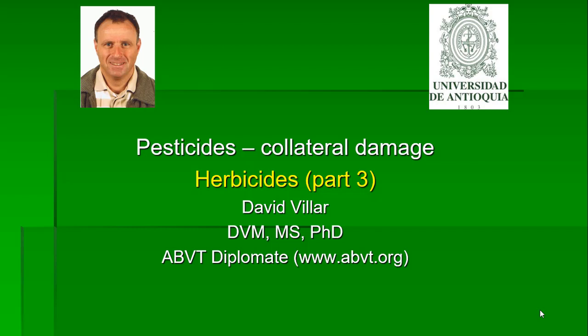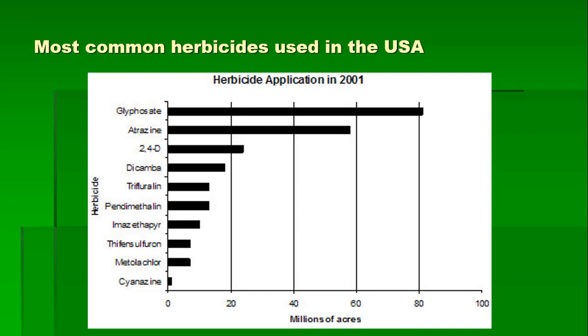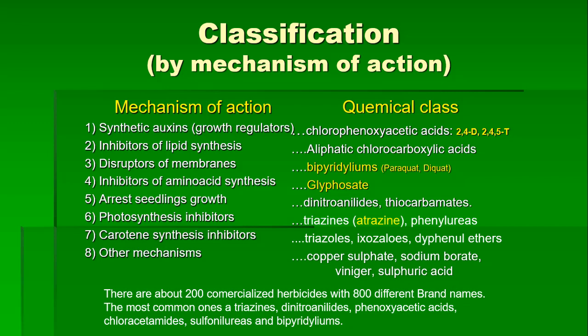Here we're going to discuss herbicides, which are by far the most widely sold and used pesticides of any group. Here is a figure showing the most common herbicides used in the US. This is a little bit old, from 2001, but it probably has not changed much to the present day. So in this video we'll discuss the three most common ones that, as you can see, are glyphosate, atrazine, and 2,4-D.